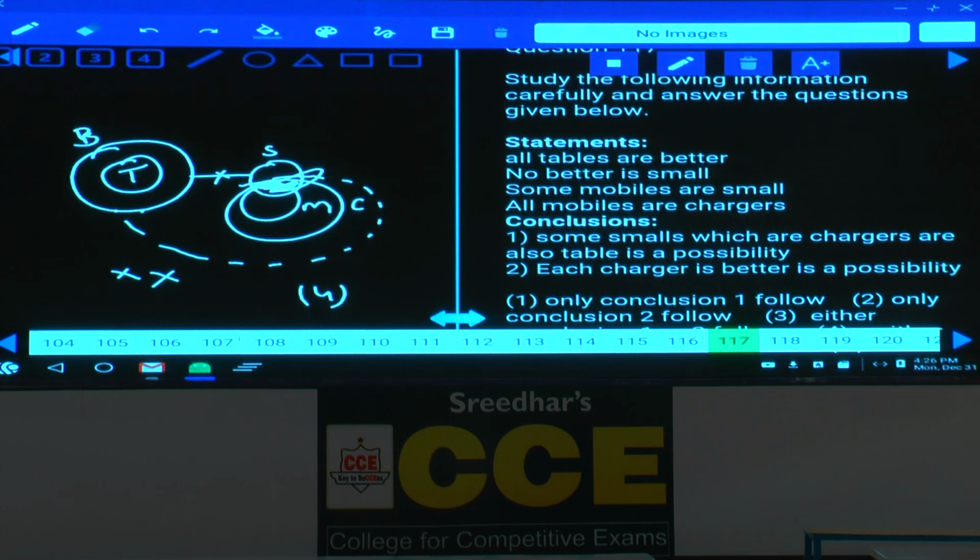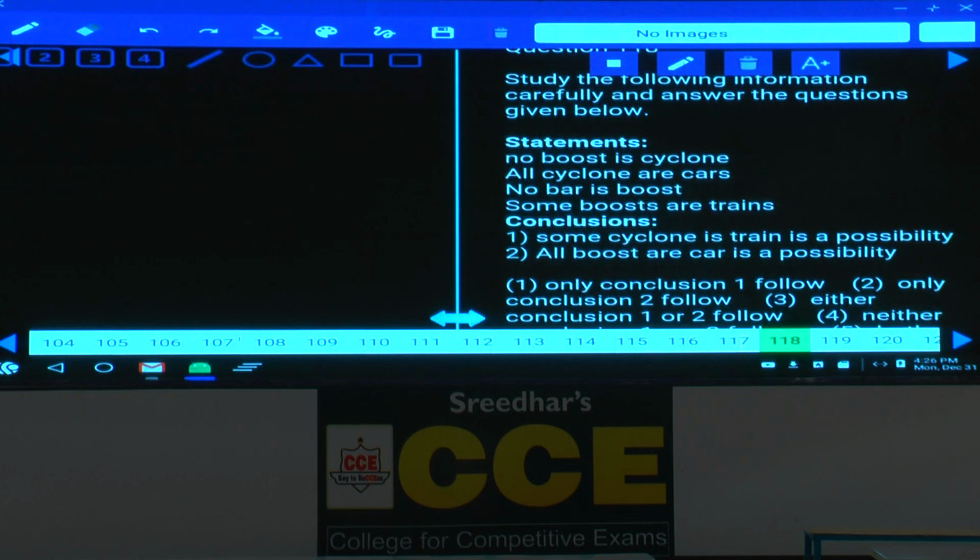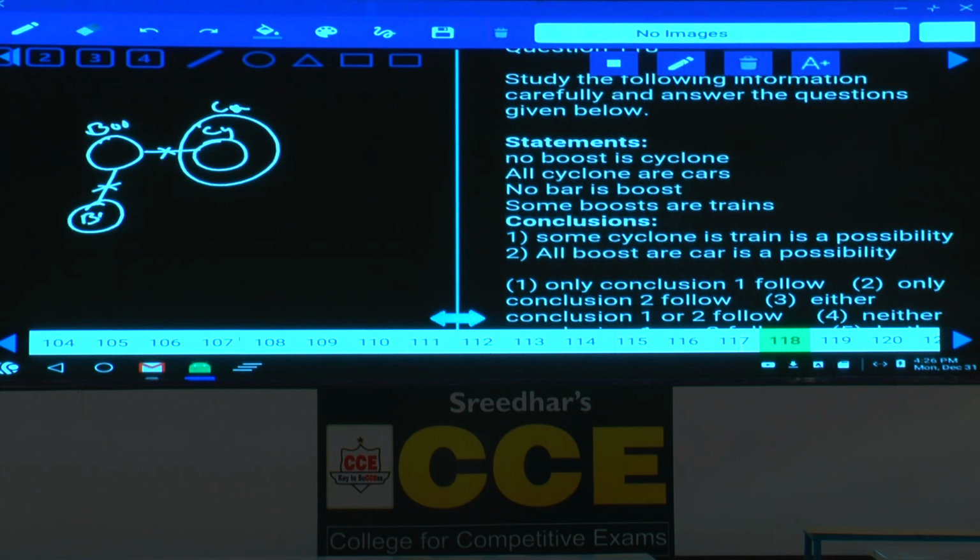Done with this? Then the next question. Now in this 118, no boost is cyclone. Now this is boost and this is cyclone. No boost is cyclone can be written like this. All cyclones are cars. And no bar is boost. No bar is boost means no intersection between bar and boost.